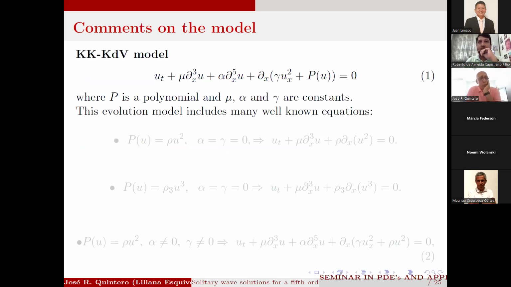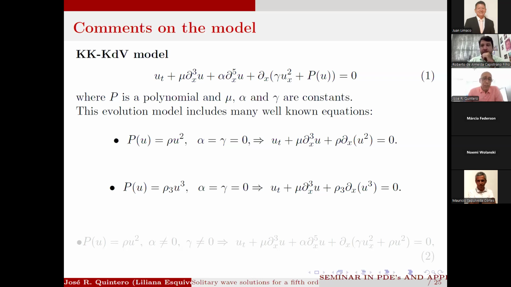Regarding the comments on the model, this is called the fifth order KdV model, which is like a fifth order KdV equation plus some nonlinear terms. The main difference here with the fifth order KdV is that we have the presence of this gamma u_x squared, which makes a huge difference from this model to the KdV. In general, P is a polynomial, and those parameters mu, alpha, and gamma are constants, but somehow you have to determine the sign of these. So this model includes other models like the KdV, which occurs when P(u) is equal to rho u squared, and the modified KdV, or the KdV equation, which is exactly this one when P is a quadratic polynomial.